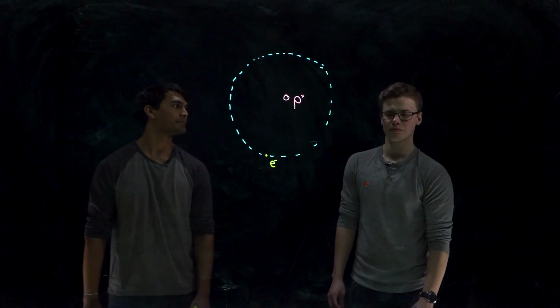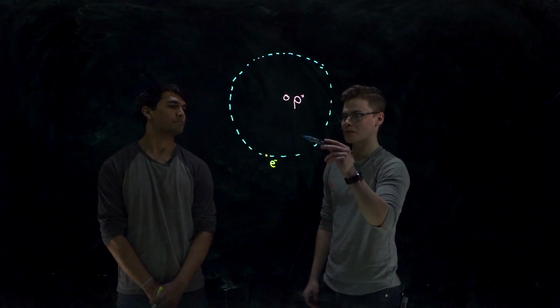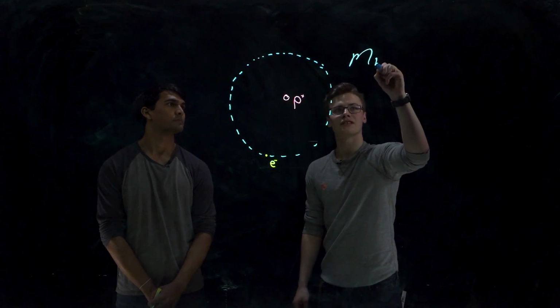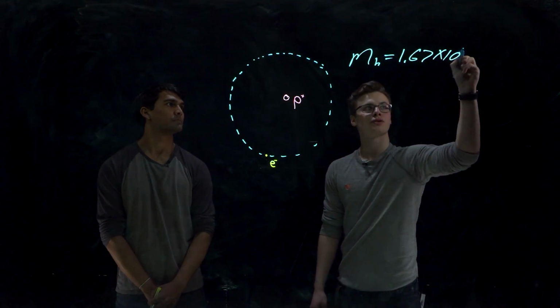All right, let's consider the Bohr model for the hydrogen atom. So between the nucleus and the electron, you have mainly just empty massless space. And this gives the hydrogen atom a mass equal to approximately 1.67 times 10 to the negative 27 kilograms.